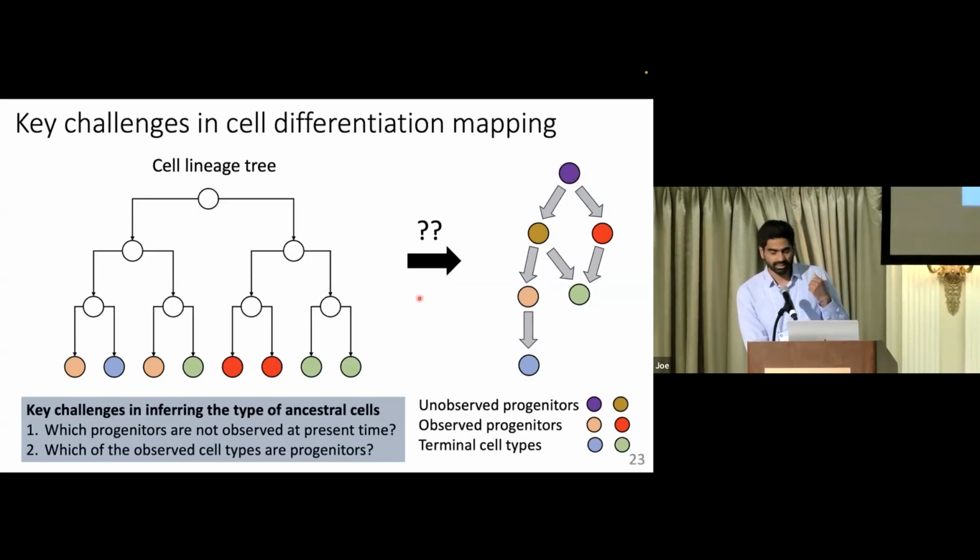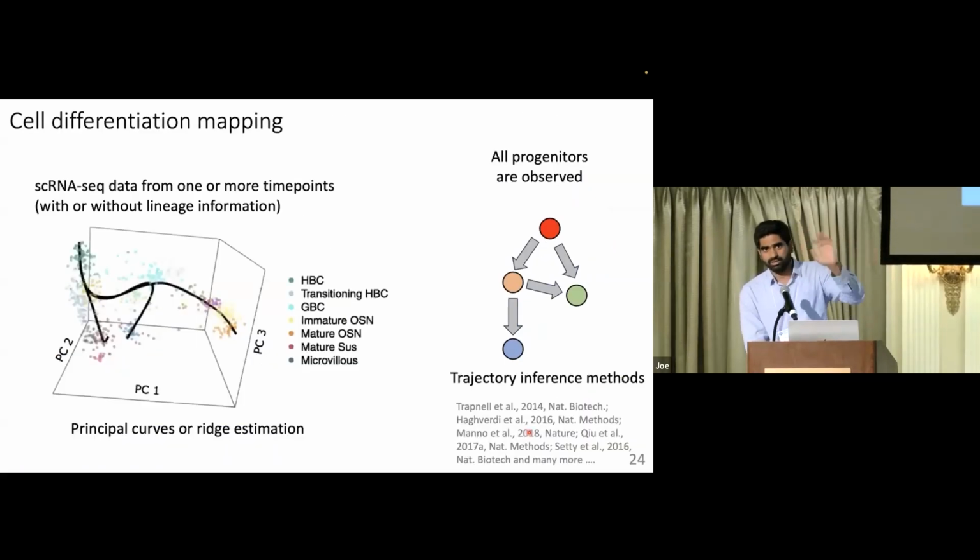The first challenge is that there might be some progenitor cell types here that are not observed at the leaves at all. So these are unobserved cell types. The second thing is that some of the leaves might also be progenitor cell types themselves. So in this example, there are 2 progenitors that are not sampled, and 2 of the cell types that are observed are in fact progenitors themselves. So how do existing methods try to circumvent these challenges?